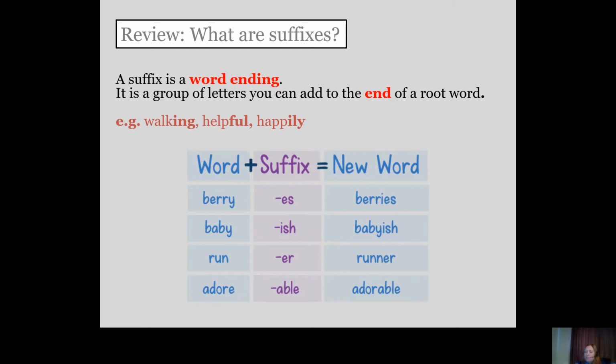We've got some more examples here in the chart. Look, so we've got berry, suffix es, berries. Baby, suffix ish, we get babyish. Run, suffix er, we get runner. And adore, suffix able makes adorable. Some of these words, as you can see, you have to drop letters.